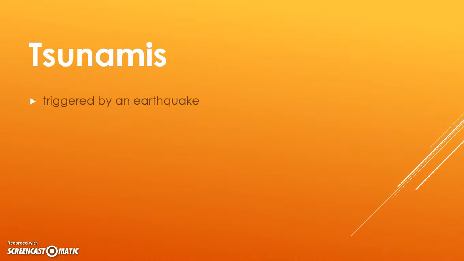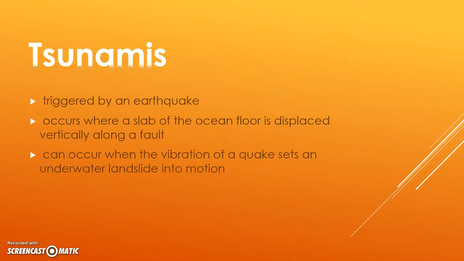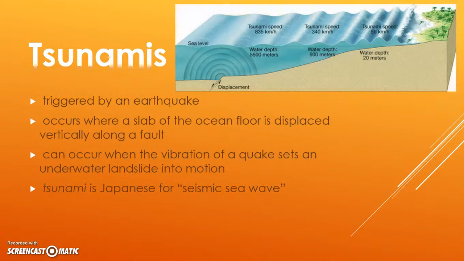Tsunamis. These are triggered by earthquakes. So when you have an earthquake that's out in the ocean, the ocean floor is actually displaced vertically along a fault, and that triggers a tsunami. It can occur when you have a vibration of a quake that sets off an underwater landslide. And tsunami is Japanese for seismic sea wave. And you can see how that happens here.